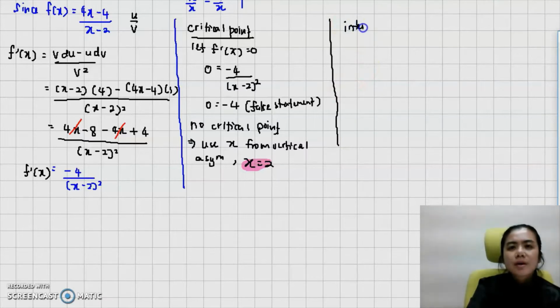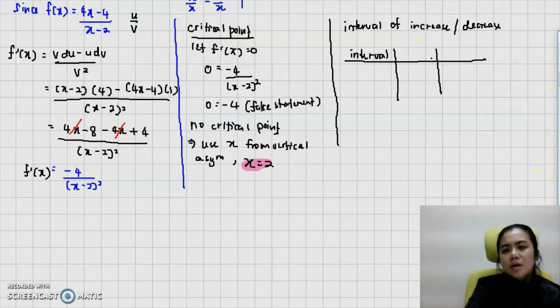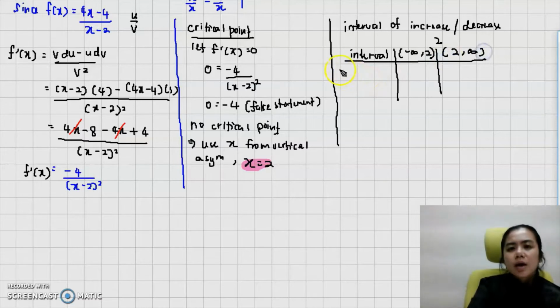We're going to talk about the interval of increase or decrease. So you will have an interval, and in that interval you just have one number, that is 2. You put the 2 on the top. Put x equal to 2 here. So in here, let it be negative infinity to 2, excluded the 2, and 2 to infinity. And you're going to put in your test value. So in here, I'm putting 0 and 3.